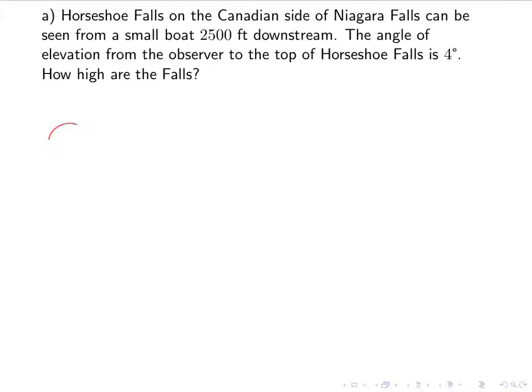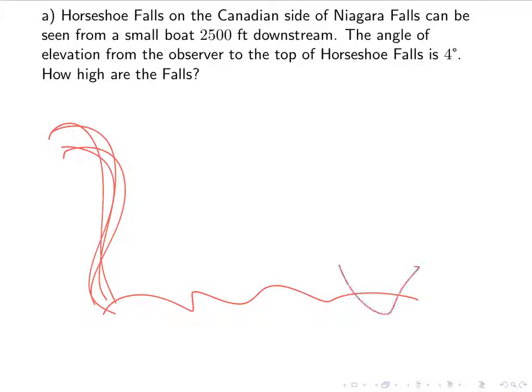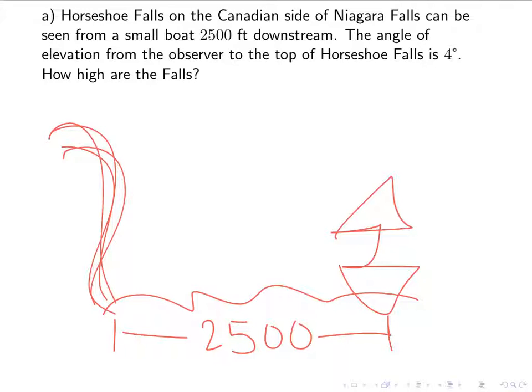So we have a waterfall, and then we have a boat, and it is 2,500 feet downstream. So this is 2,500 feet. The angle of elevation from the observer to the top of the falls, so the observer is on the boat, up to the top of the falls, is 4 degrees.